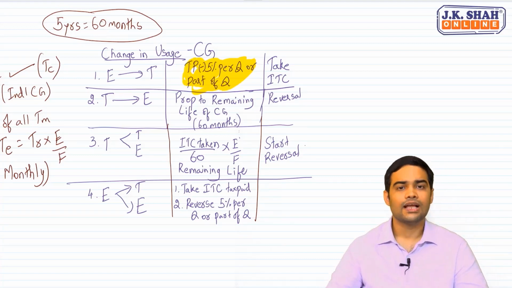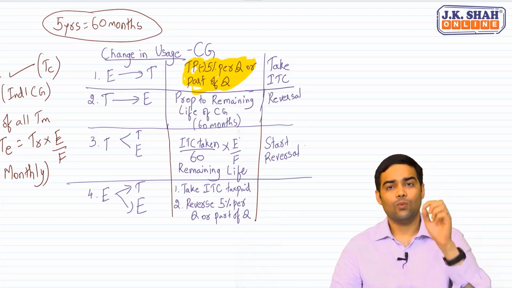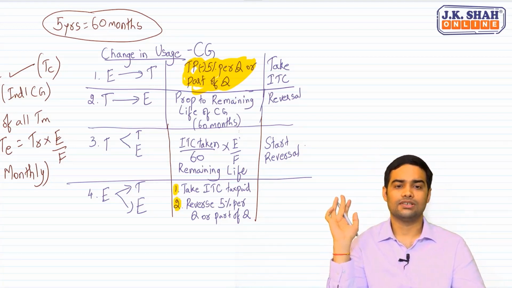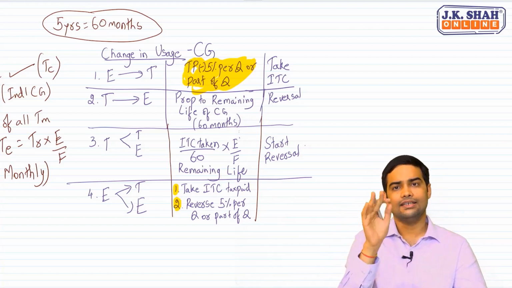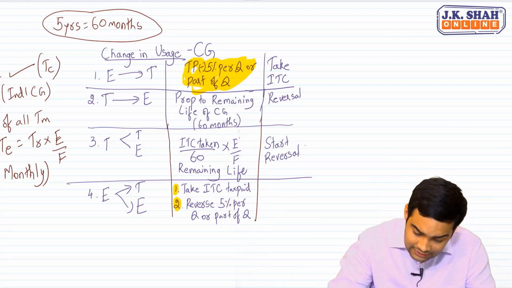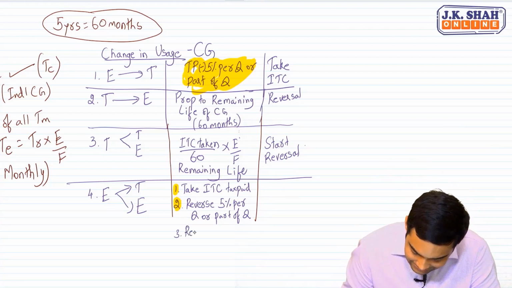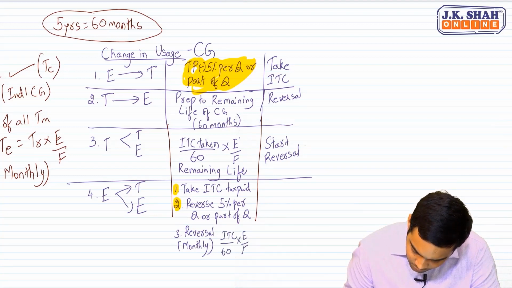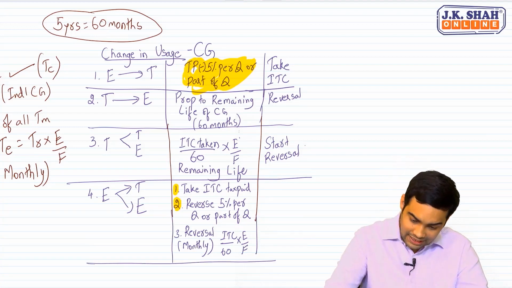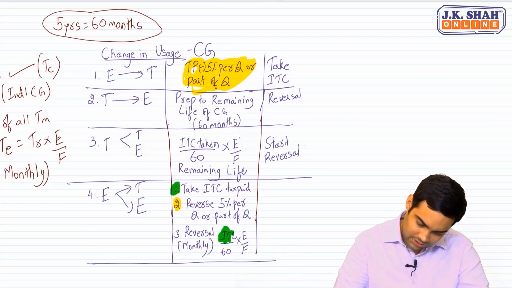You can see this. This one and 2 are just a break of tax paid and 5%. So first you take ITC of full and then you will reverse 5%. Sir, why do you do this? You can take tax paid minus 5%. Nah, I'll tell you the reason. Then you do the reversal on monthly basis. Monthly reversal when you do, in such cases, you will do ITC divided by 60 into E by F. Now this ITC which we are talking about, this is coming from step 1.